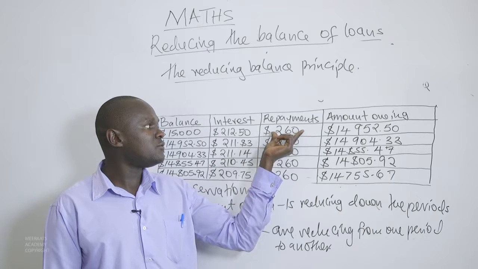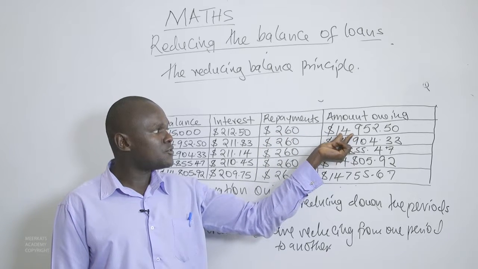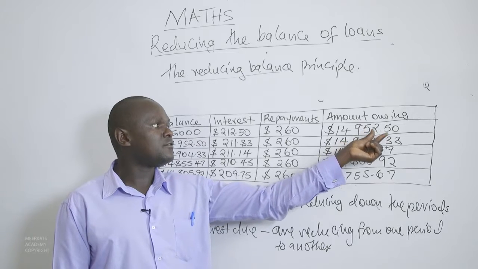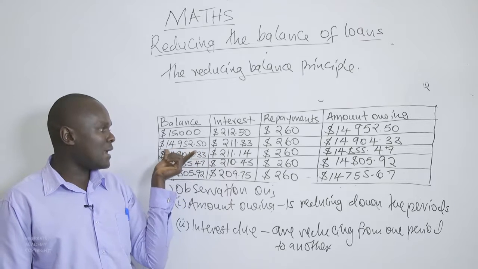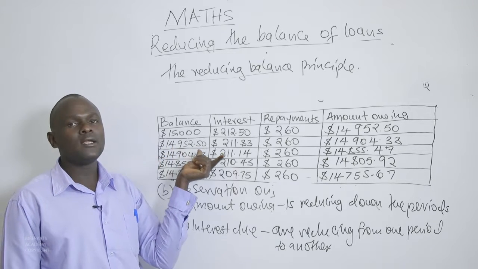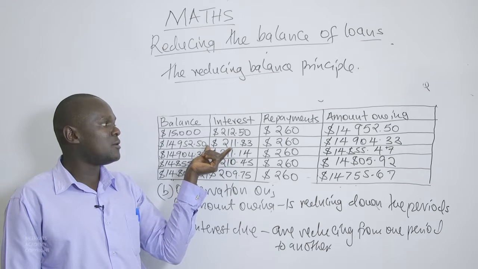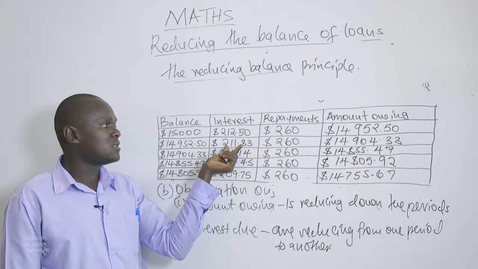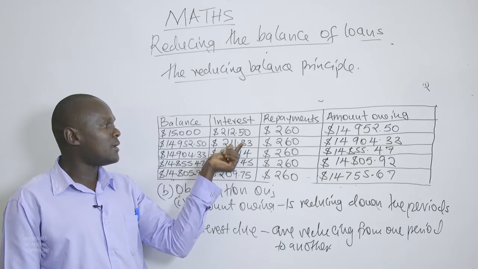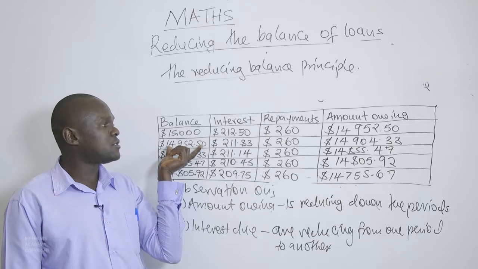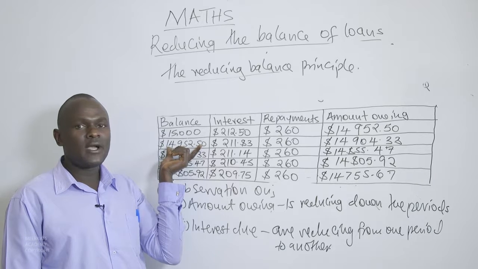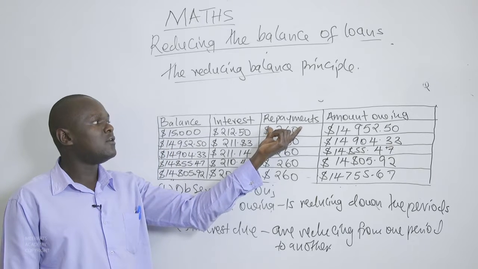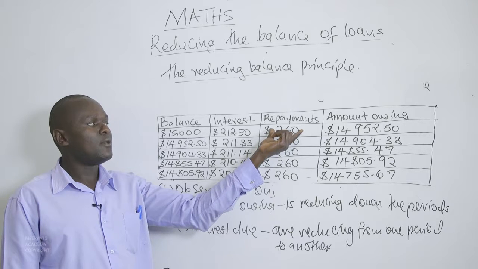After making a repayment of $260, the loan had reduced to $14,952.50. So this new balance is the one that is used to calculate the following month's interest. In the next month, which is the second month, the interest reduced to $211.83 because this balance had reduced. And why do we have a reduced balance? Because we have a repayment that was made during the previous month.